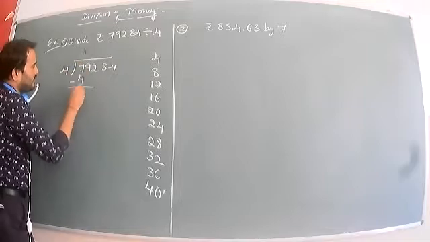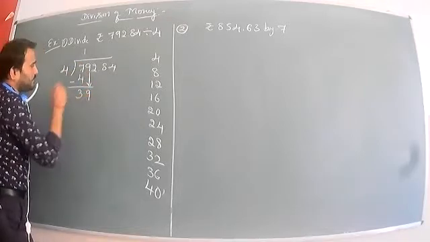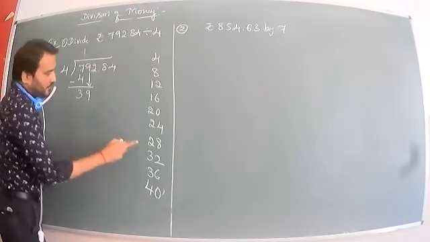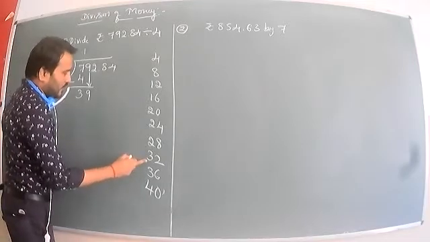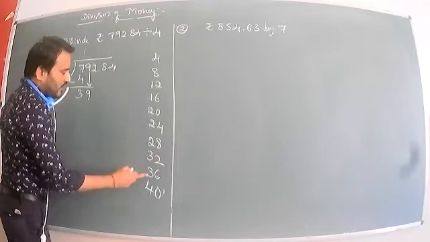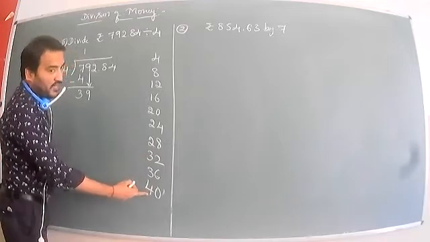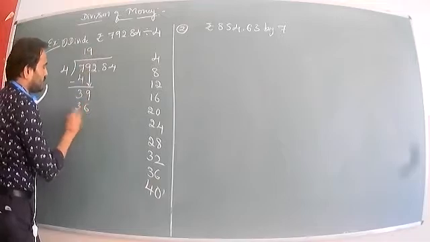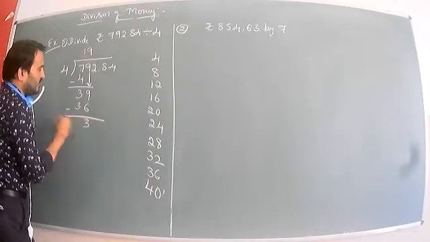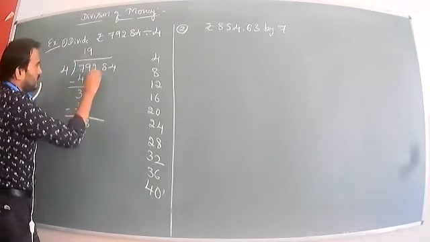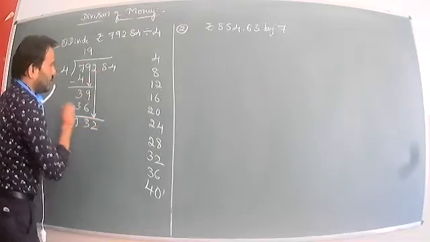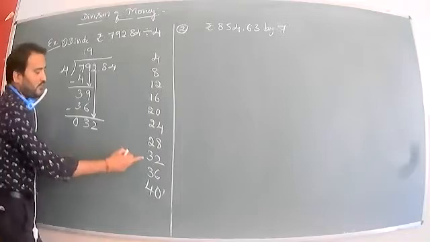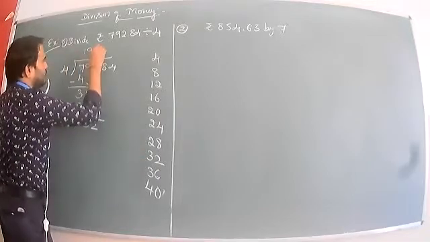7 less 4, 3. Now take down 9, making 39. In the 4 table, the nearest number to 39 is 4 9 the 36, since 4 10 the 40 is bigger. Now 9 less 6, 3. Then 3 less 3, 0. Next 2 comes down, making 32. Is 32 in the 4 table? Yes, 4 8 the 32.